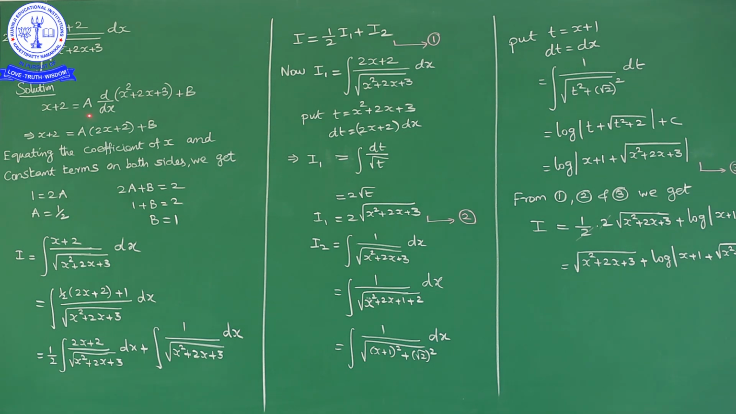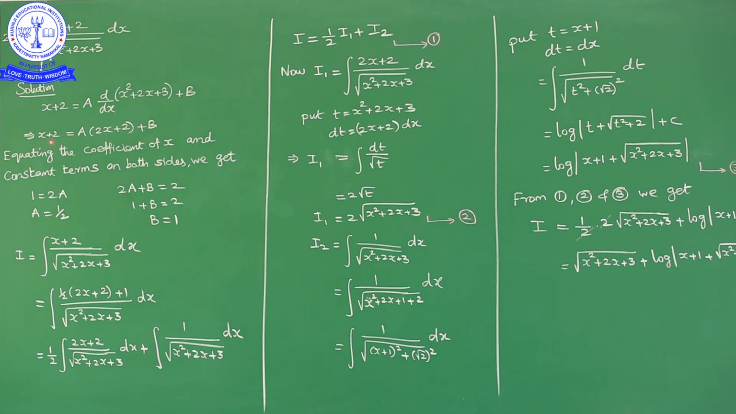So x plus 2 equals a into d by dx of (x square plus 2x plus 3) plus b. So x plus 2 is equal to a into the derivative of this part, x square plus 2x plus 3. The derivative is what? x square derivative is 2x, 2x derivative is 2, plus b. Now to find a and b, equate the coefficient of x on both sides and equate the constant terms on both sides.